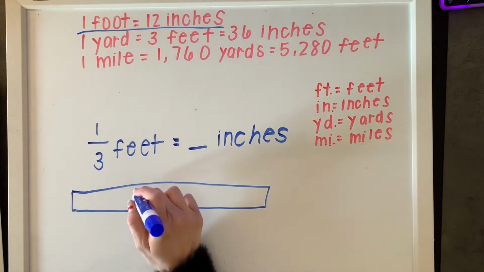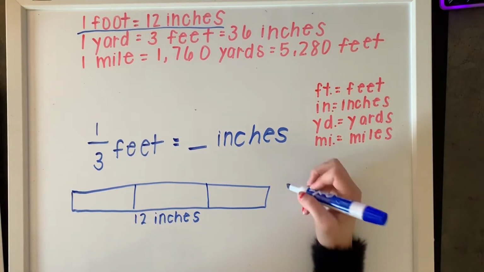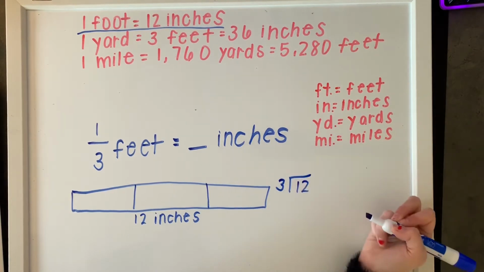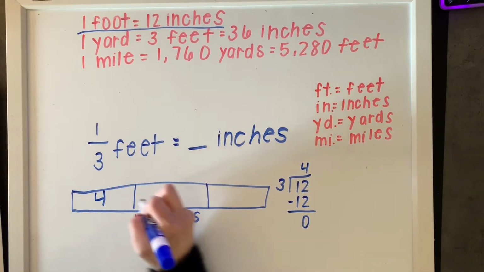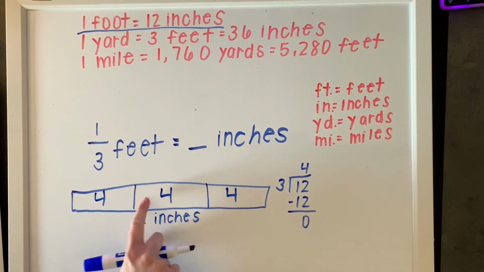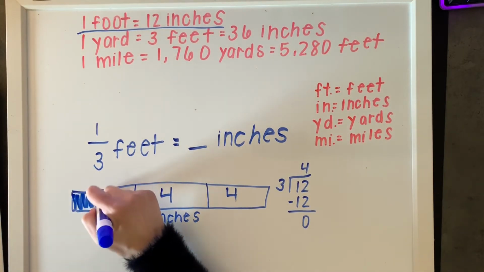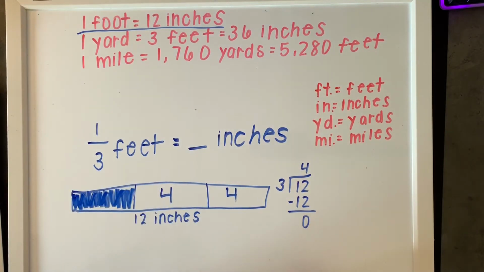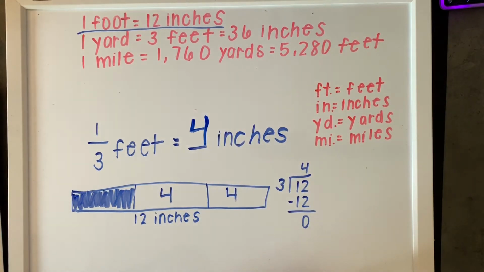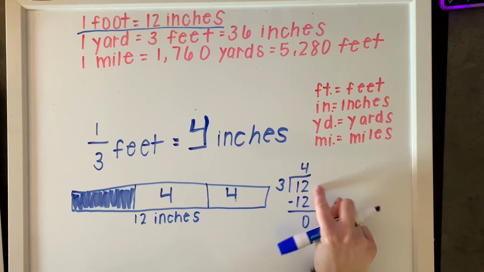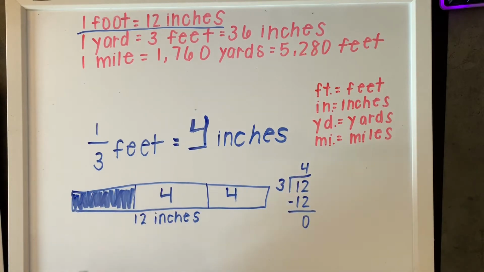If I split it up into 3 equal parts, how many would one of them be? Well, I know that 12 divided into 3 parts equals 4. So if each piece was 4 inches, that would equal 12 inches together. And I just want one part, 1/3. So I know that 1/3 of a foot equals 4 inches. I found that by dividing 12 by 3 because there's 3 parts. And then I took one of the parts, so 4 inches.